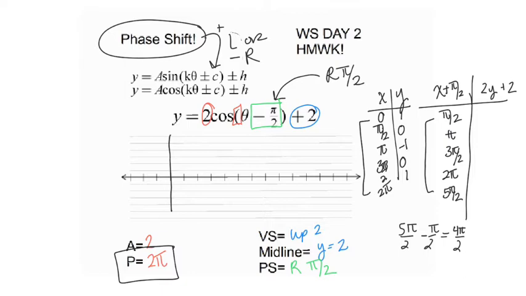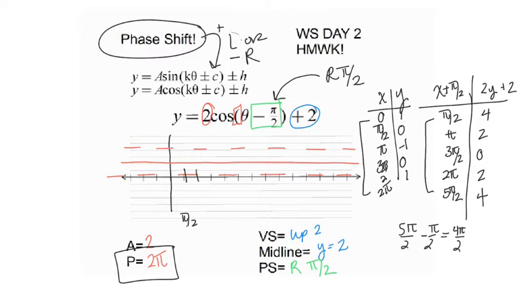So then for these I'm going to go 2 plus 2 is 4, 2, 0, 2, and 4. So the top of mine goes up to positive 4. My midline has now changed to y equals 2. The bottom goes down here to 0. And then if I mark these off at pi over 2, imagine each of these are pi over 2. At pi over 2, I am at 4. I'm at the top of my cosine curve. And then I can continue plotting these.